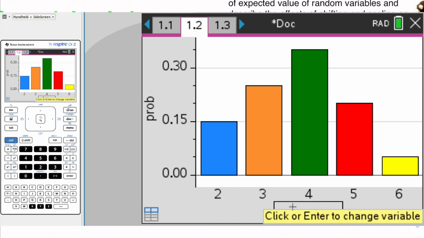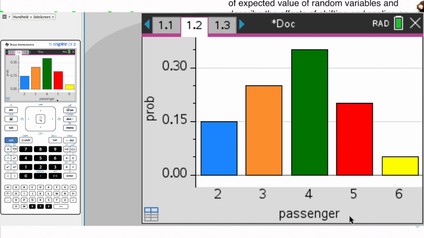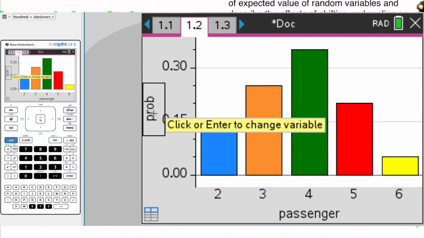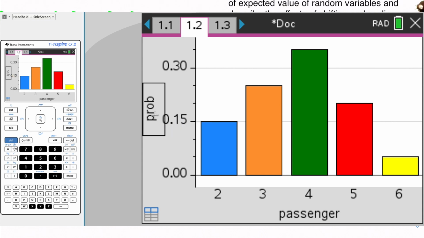So on our x-axis, we have our passenger number, and the y-axis is showing the probability counts. We've seen these before, so we should be able to do that type of representation. If you need help forcing your calculator to do this, don't hesitate to ask.